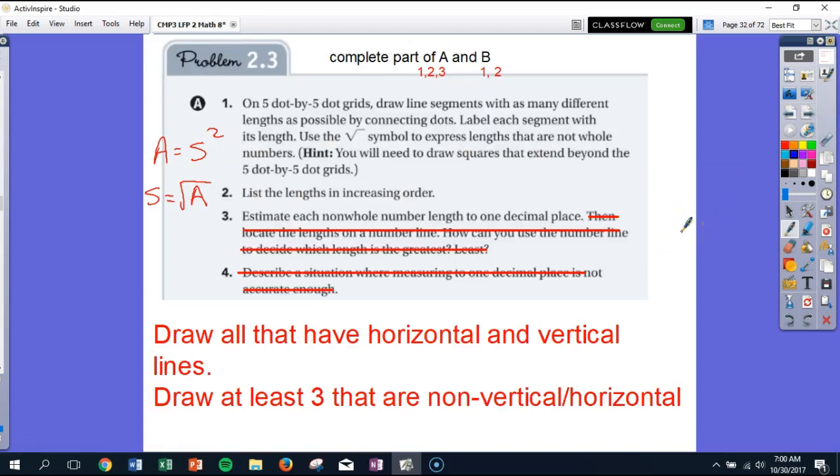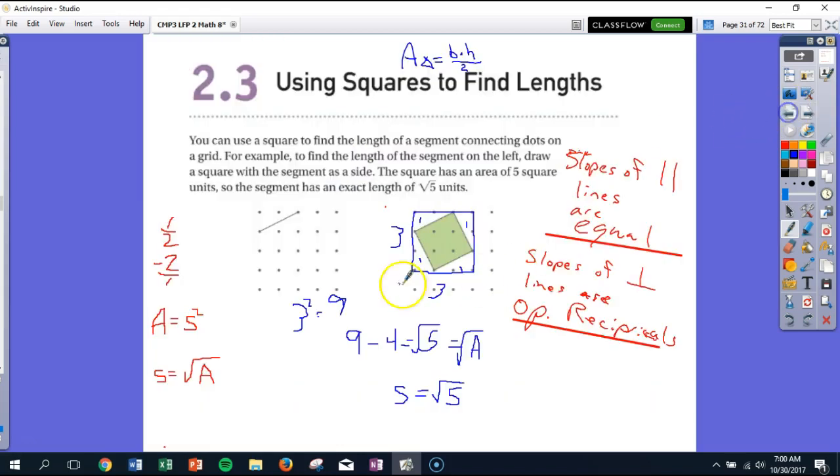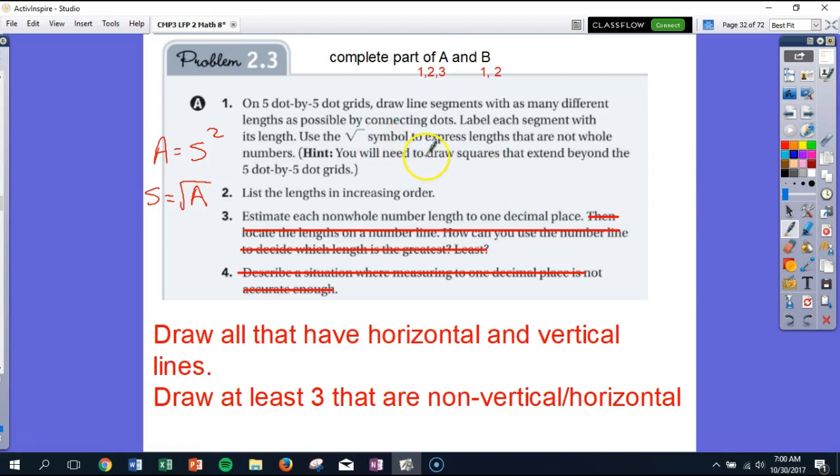Now for you to work on some of them, it says on a 5 dot by 5 dot grid, draw line segments with as many different lengths as possible by connecting dots. Label each segment with its length. Use a square root symbol to express lengths that are not whole numbers, as in anything that we have going diagonally is going to have some sort of square root side length. Any of these going across, that's going to be 1, or if going up here, that's going to be 2.